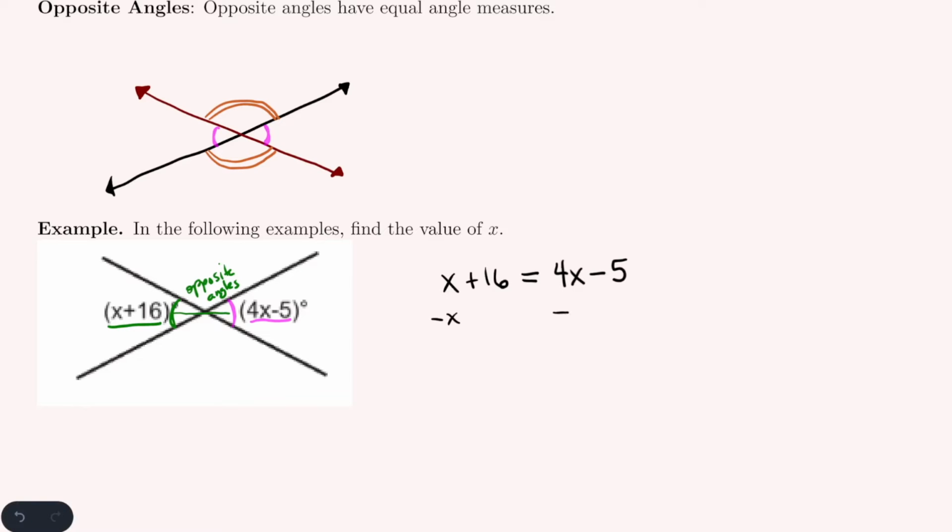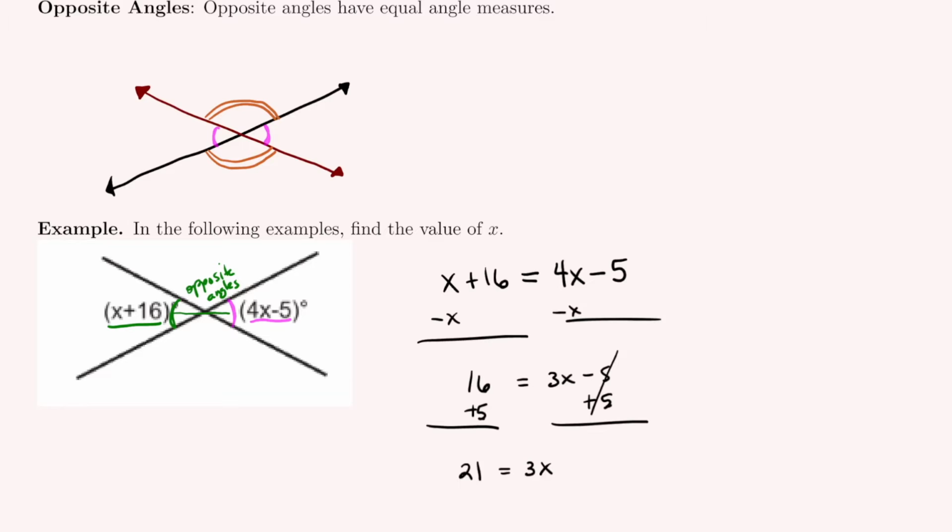So we'll subtract x from both sides. 16 equals 3x minus 5, add 5 to both sides. We have 21 equals 3x, divide both sides by 3, type this into our calculator, and we'll get x is equal to 7. So that's the value of x, and although this problem didn't ask for it, if we were asked to find the measurement of the angle, I would either have to say 4 times 7 minus 5 or 7 plus 16. Either of those would get me the angle measure. But here we can stop as we were just asked for x.